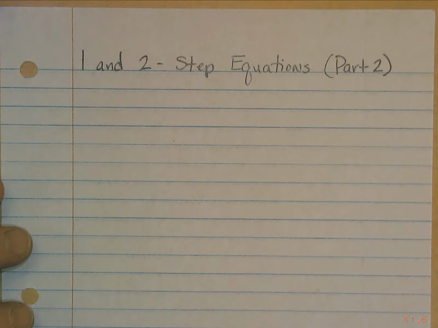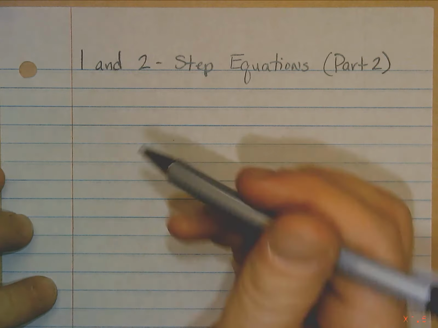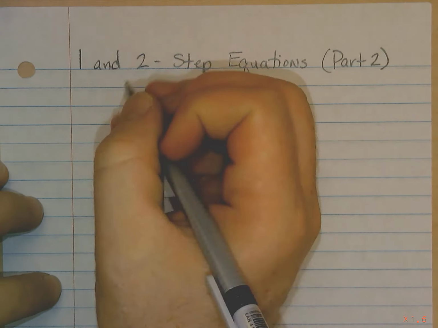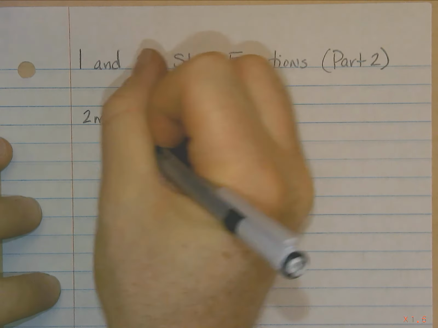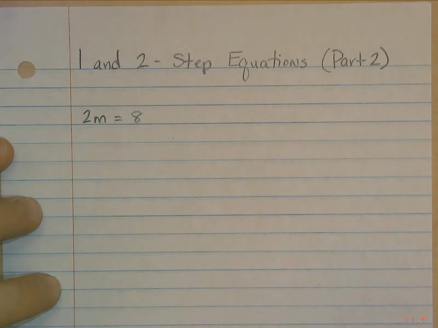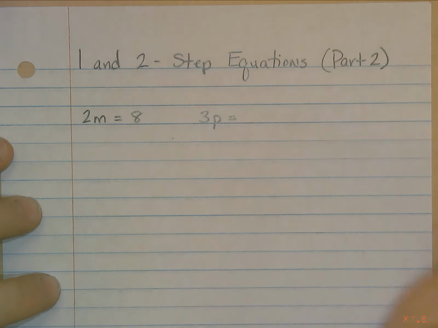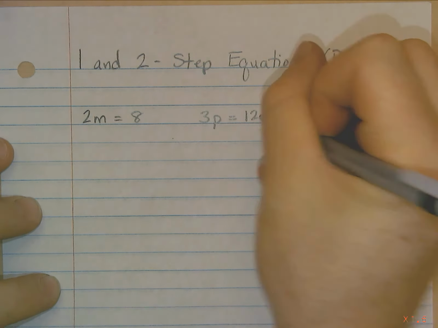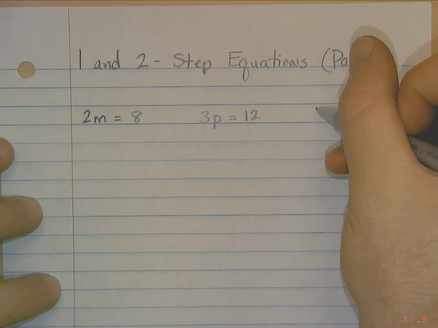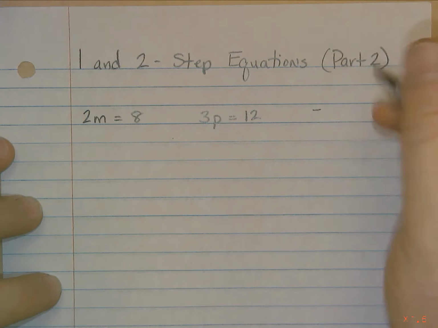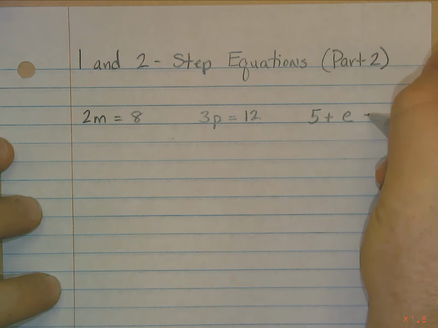So earlier we were talking about one-step equations, and this is basically the beginning of a two-step equation, but let's do a couple of one-step equations just for practice. So let's say we've got 2m equals 8, 3p equals, let's say, 12, and let's do 5 plus e equals 9.